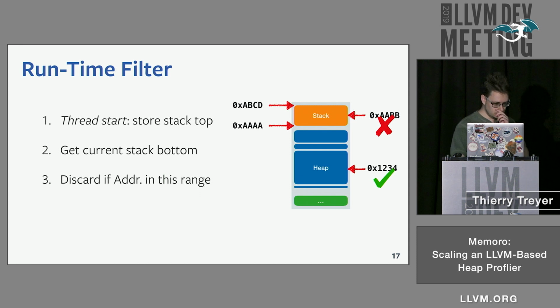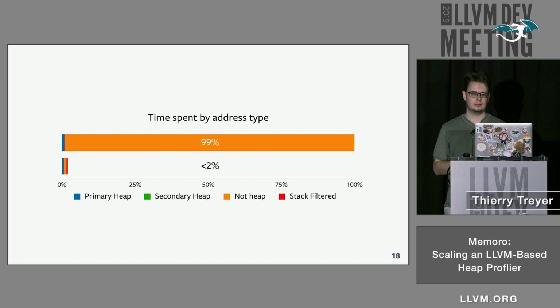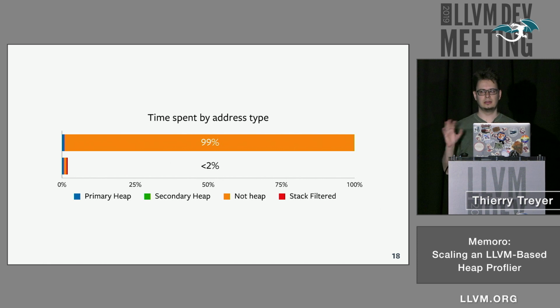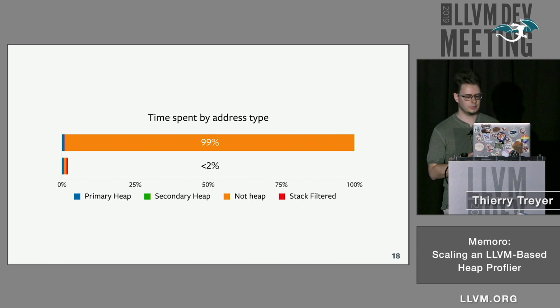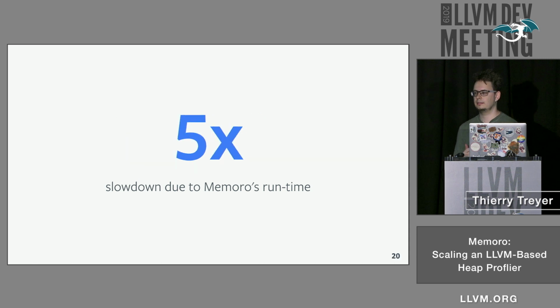And doing so allowed us to reduce the time spent on the heap. So we were able to reduce it from spending 99% of our time just discarding those addresses to only spending 2% of the previous time doing everything. This was a great improvement, and this allowed us to reduce the Memoro runtime overhead from 1000x to only 5x.